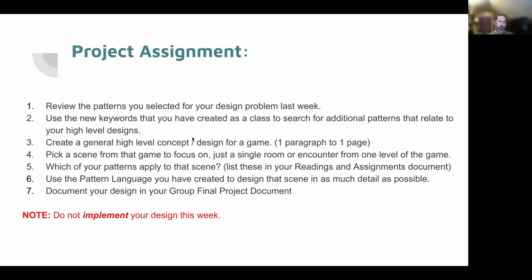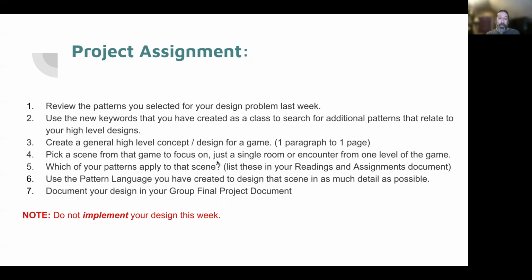You're going to be creating a high-level concept for your game, paragraph to a page description. This should be writing. I want you to write about what kind of game you're making. And then you're going to pick a scene from that game that you're actually going to focus on. So I want you to frame your scene in a larger context. You aren't just designing a scene in isolation. You're designing a scene that is part of a level, that is part of a game. Think about the whole game, and then think about what part you're going to actually create for class.